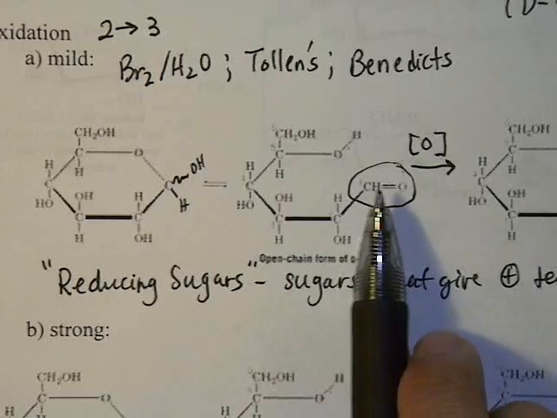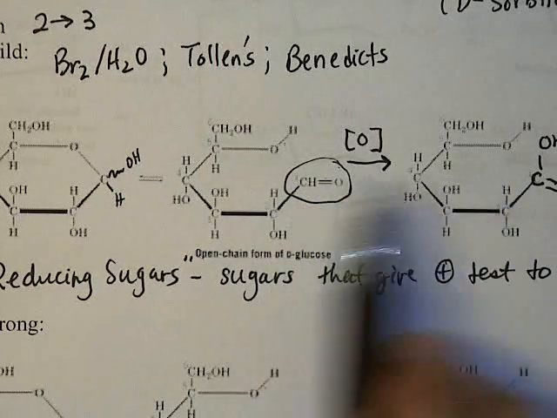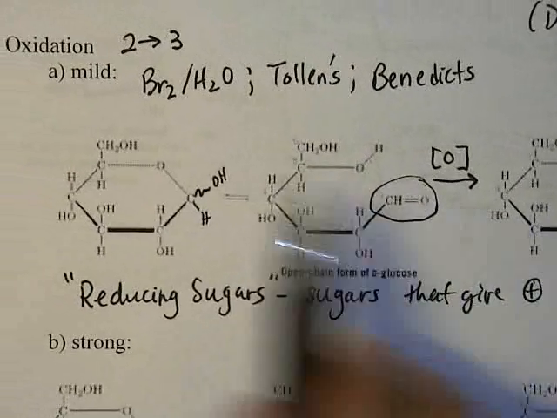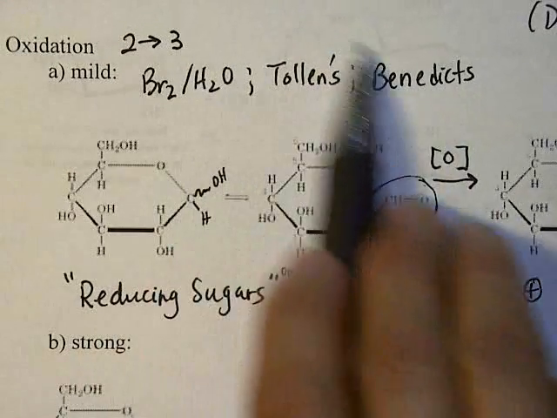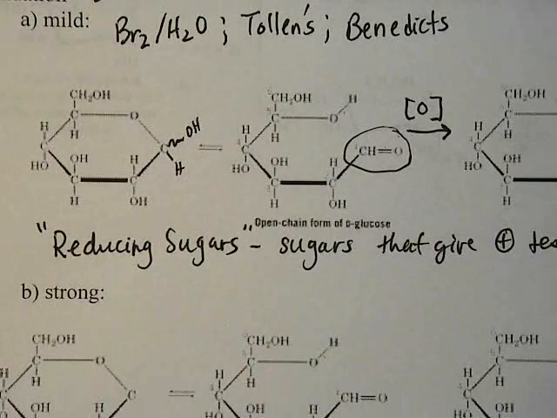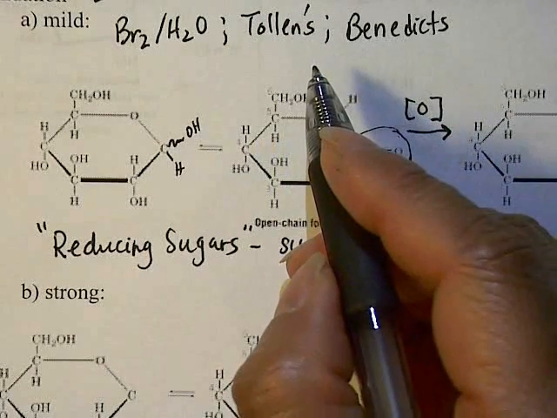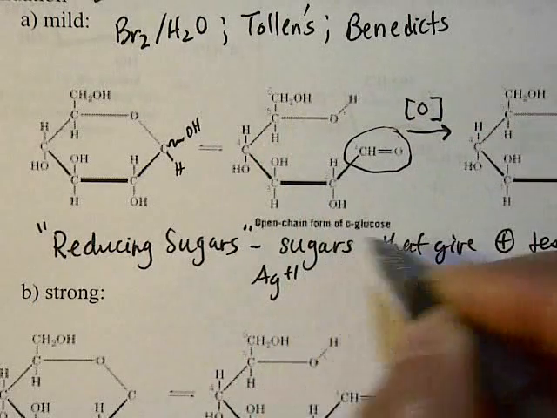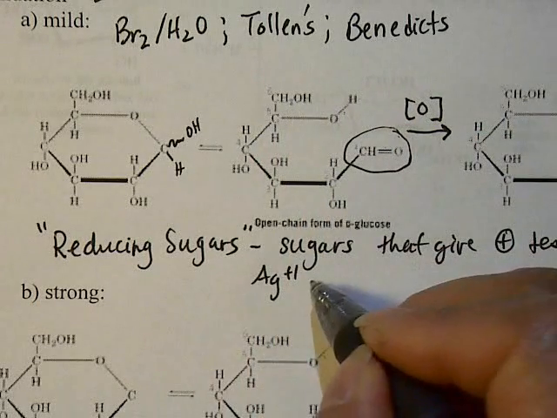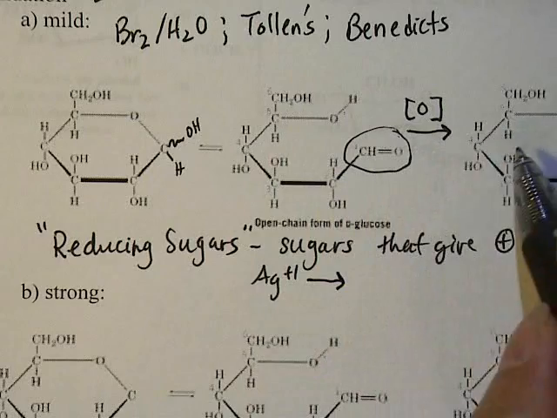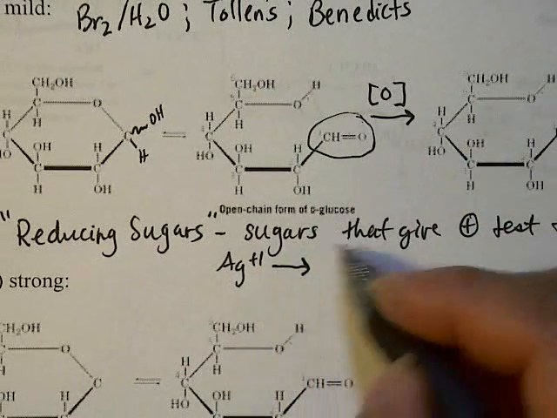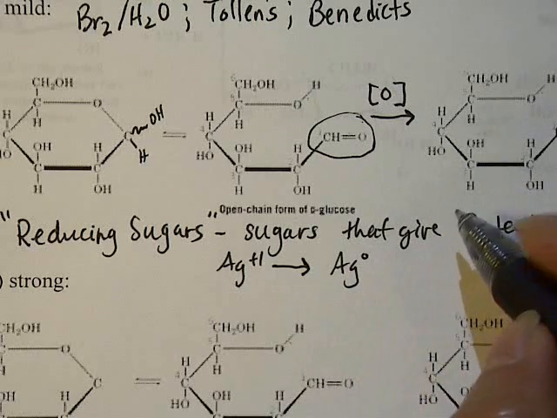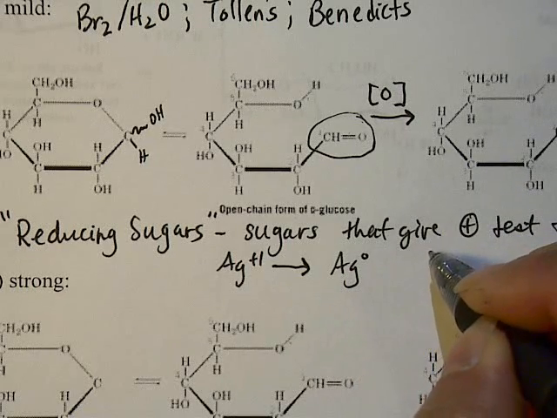So when the sugar gets oxidized, you know that when something gets oxidized, something has to be reduced. And what gets reduced are the reagents in these oxidizing agents. So for example, in Tollens, you have a silver +1. That's the active ingredient. And as the sugar gets oxidized, this gets reduced to silver 0, which precipitates out as a black precipitate, or silver mirror if you do it carefully.